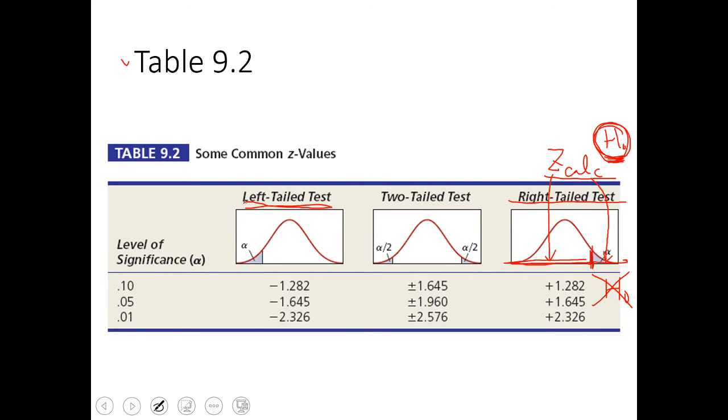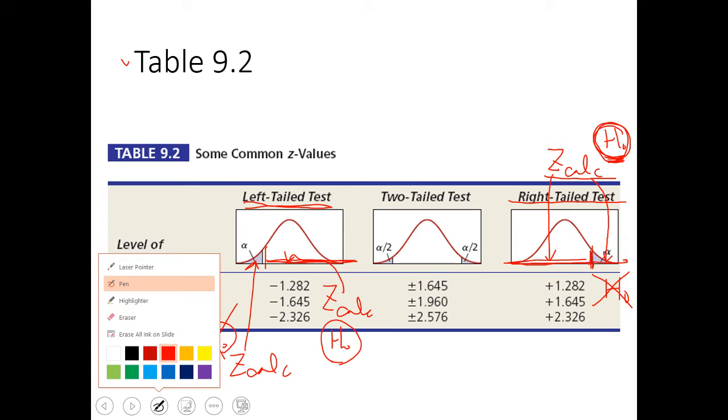In the left-tailed test case, if the z statistic is located in this area, then we do not reject the null hypothesis. But if the z statistic is located in this left tail part, then our null hypothesis will be rejected. Okay? So that is the idea.